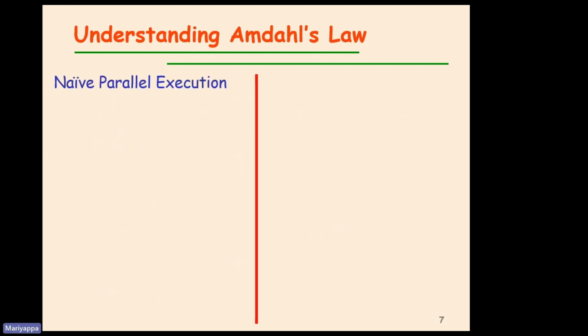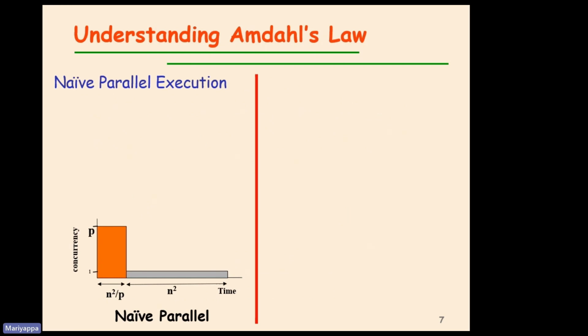So if I use this kind of parallelism, which I call the naive parallel method, then the first part can be parallelized using the processors, and I can do it in m squared by p time. The second part still has to be done sequentially. And since this is taking more than half the time, we're not going to get any speedup.